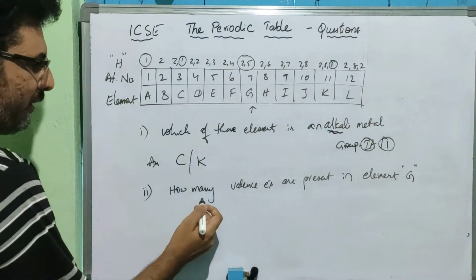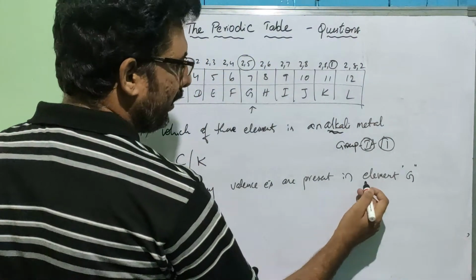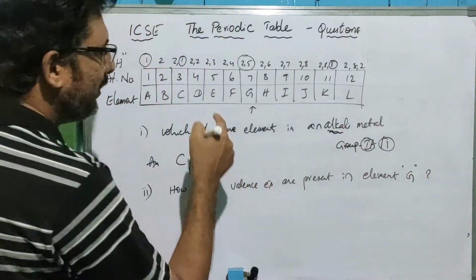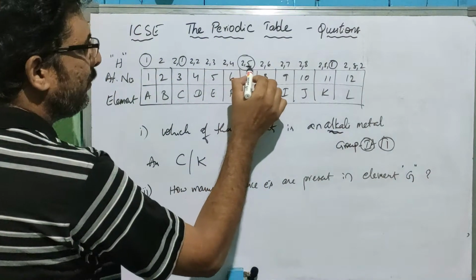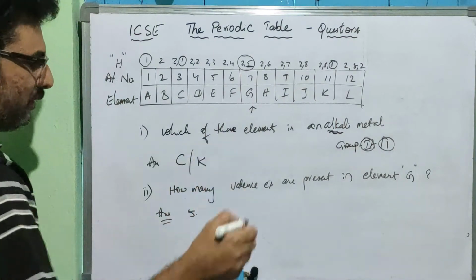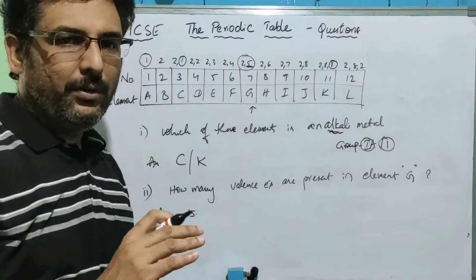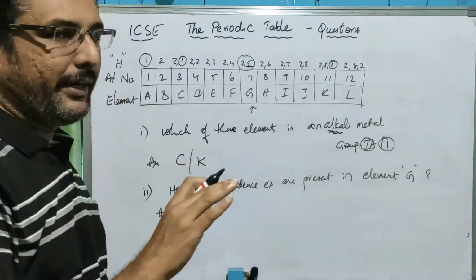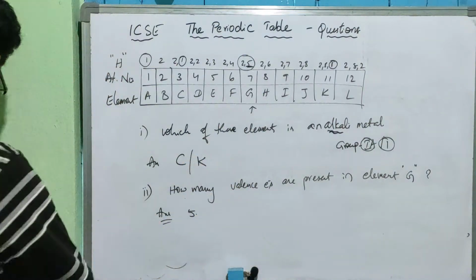So the question is how many valence electrons are there in element G. So let's see how many valence electrons are there. Here 5 valence electrons are there. So it's very easy to answer this type of questions. Okay, you just need to learn the electronic configuration and the atomic numbers of the elements.